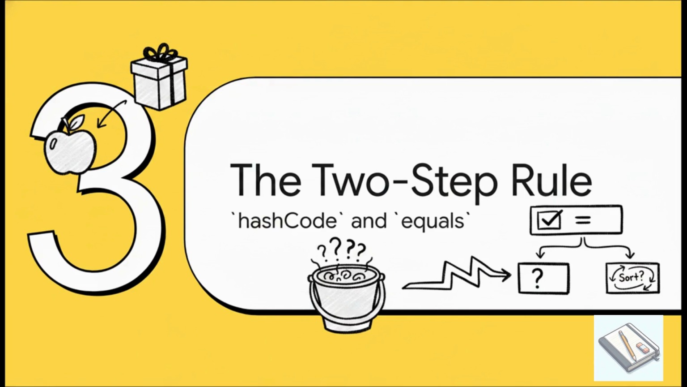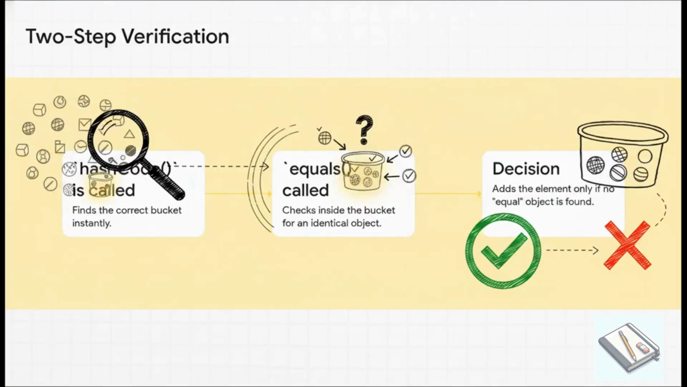Well, this is where it gets really smart. It uses a 2-step verification process. First, hashCode is all about speed. It narrows the search down from the entire collection to just one tiny bucket. Then, and only then, does it use the slower equals method. It checks the new element against every other element inside that one bucket. If it finds an identical match, sorry, you're not getting in. The add operation is rejected.